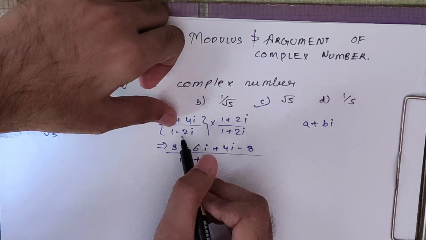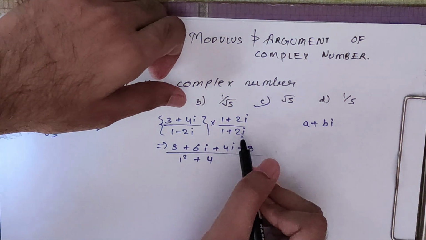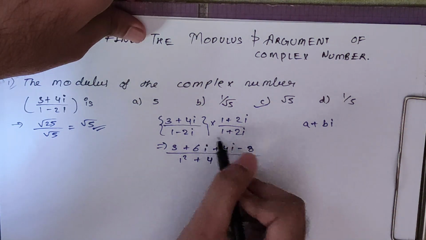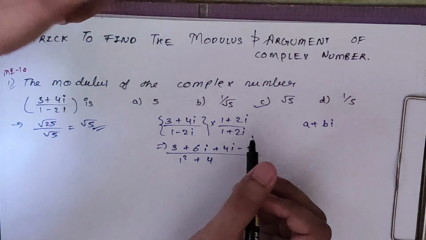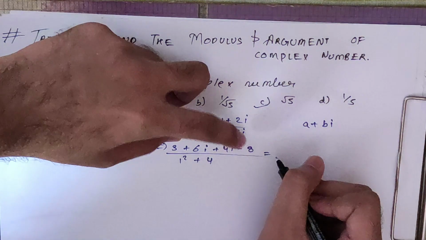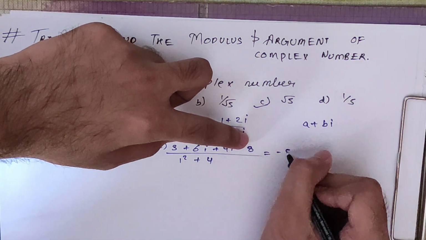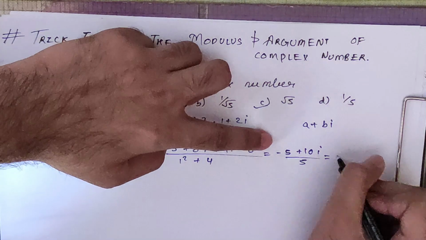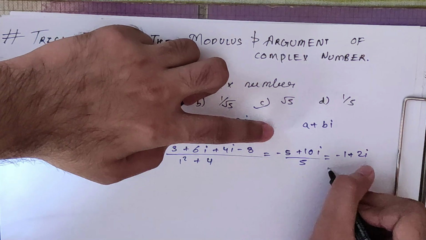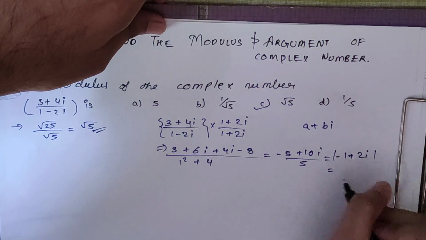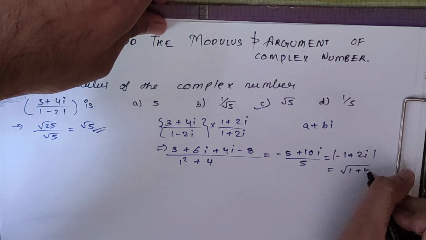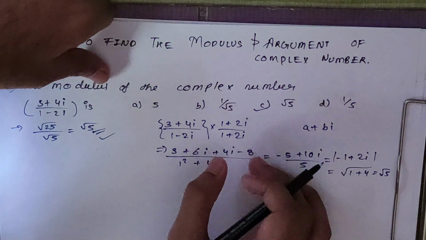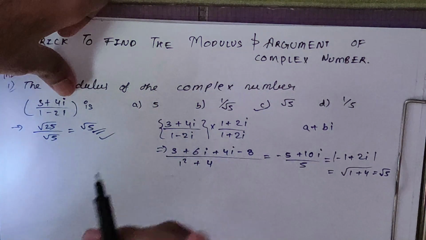Basically you have in the denominator a minus b and a plus b, and we know a minus b into a plus b is a square minus b square. Here we have i square, that's why that minus is converted into plus. So we will be having 3 minus 8 as minus 5 plus 10i upon 5. So basically minus 1 plus 2i, and if you find the modulus of this number you will get 1 plus 4, basically root 5. So you can see how lengthy it is to solve this sum by the traditional way, but with the trick you can solve this in just 5 seconds.